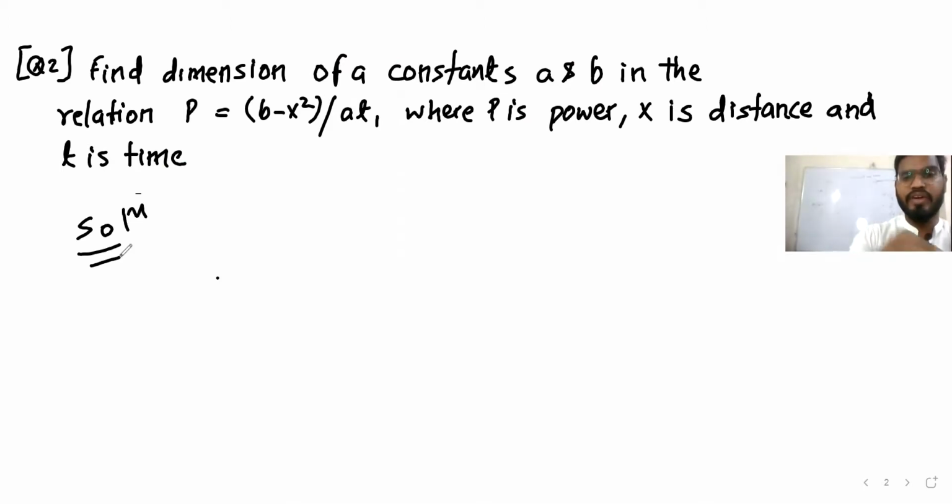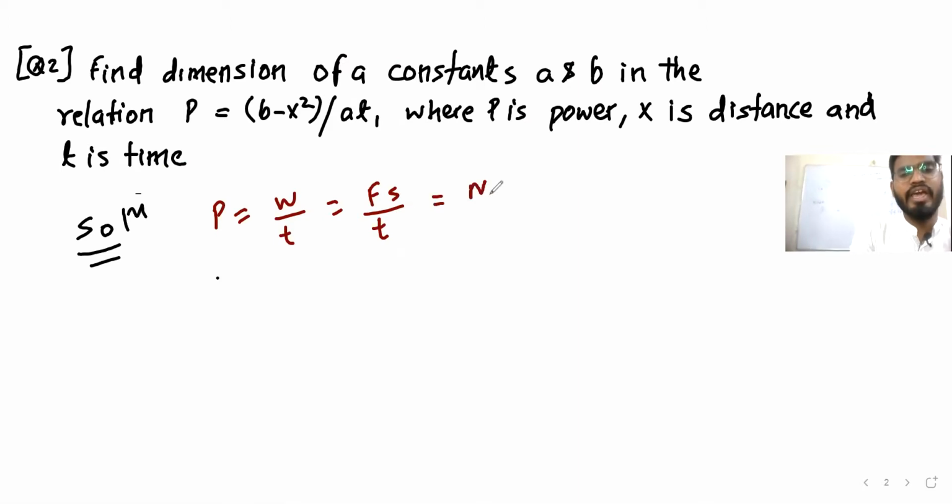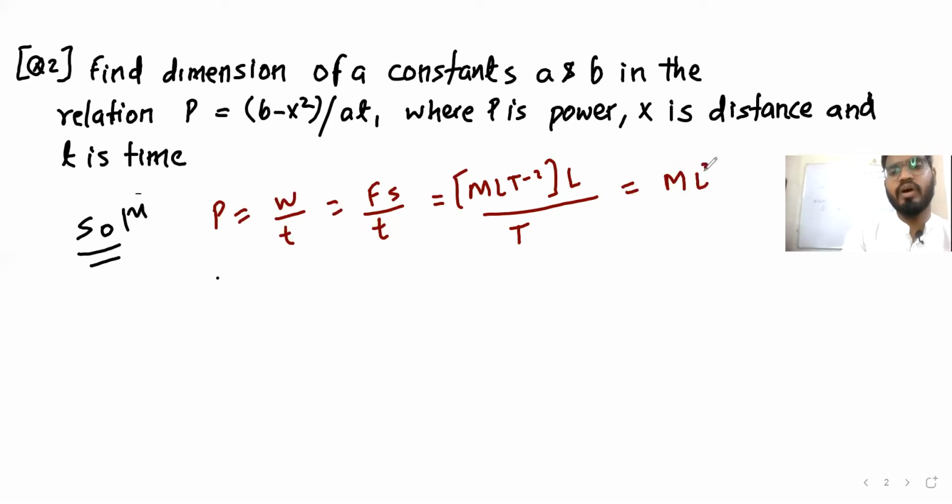First we have to find the P value. Let's change the color. Power is equal to work done by time. So first find the dimension for power, work done by time. Work is force into displacement, by time. Force is MLT minus 2. Displacement is L. Time is T. So L square, T minus 2, and that T will go up, it becomes T minus 3. So power is equal to ML square T minus 3.